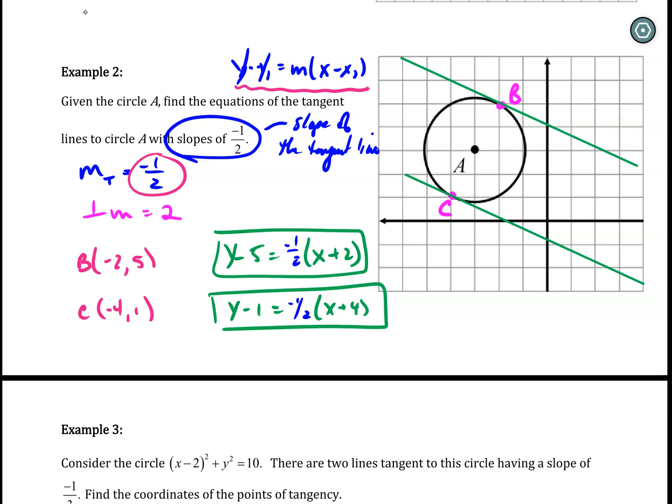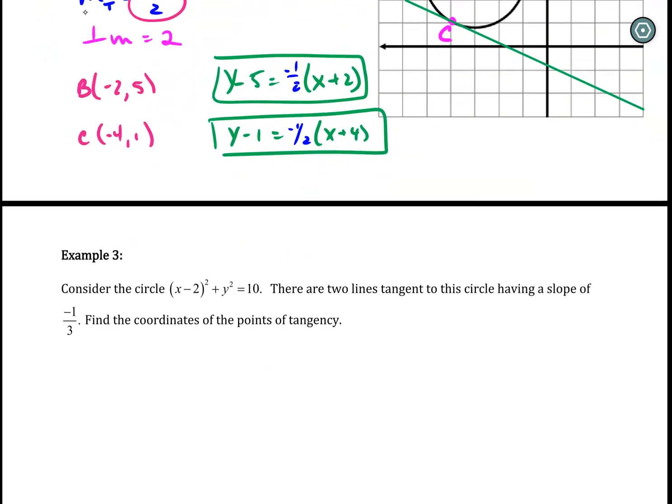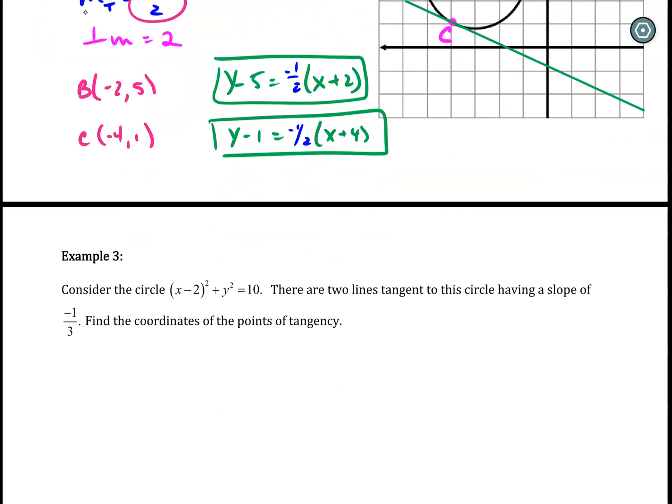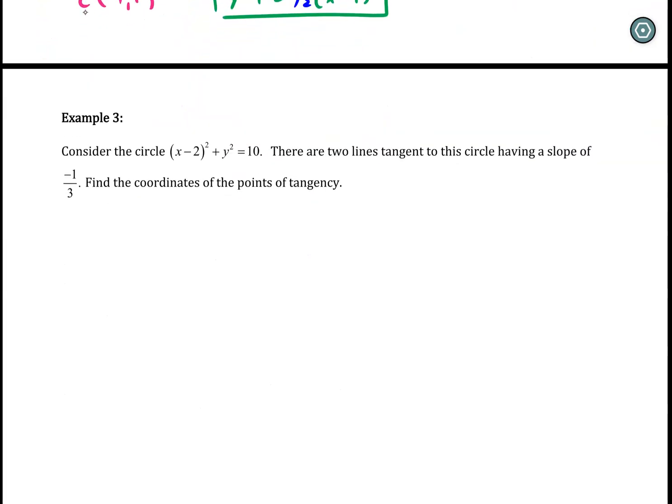The tricky part is making sure you're careful here in the context and what they give you, right? They gave me the slope of the tangent line. They might give me the slope of the radius, right? So you just got to be careful as to which one they're giving you. All right, last one, and then we'll let you guys practice some of these.